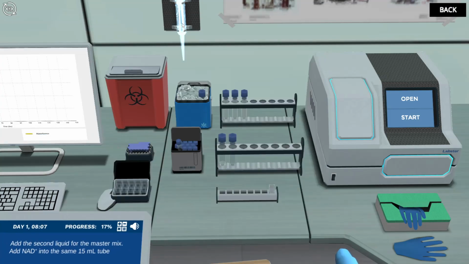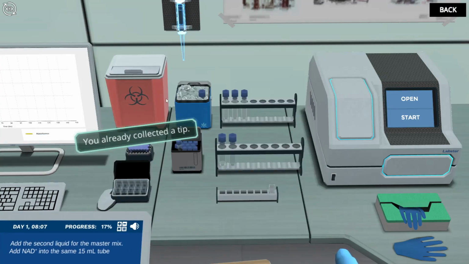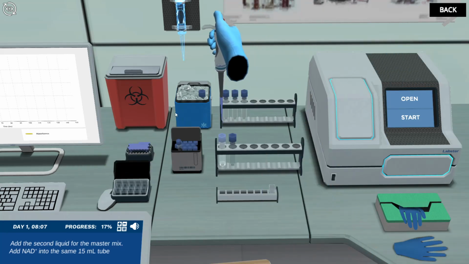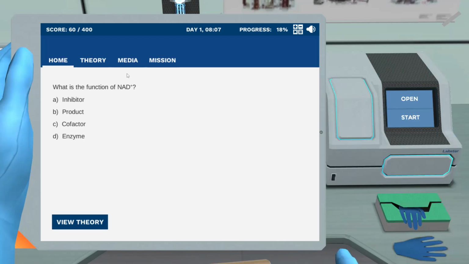Add the second liquid for the master mix. Add NAD+ into the same 15 ml tube. What is the function of NAD+?